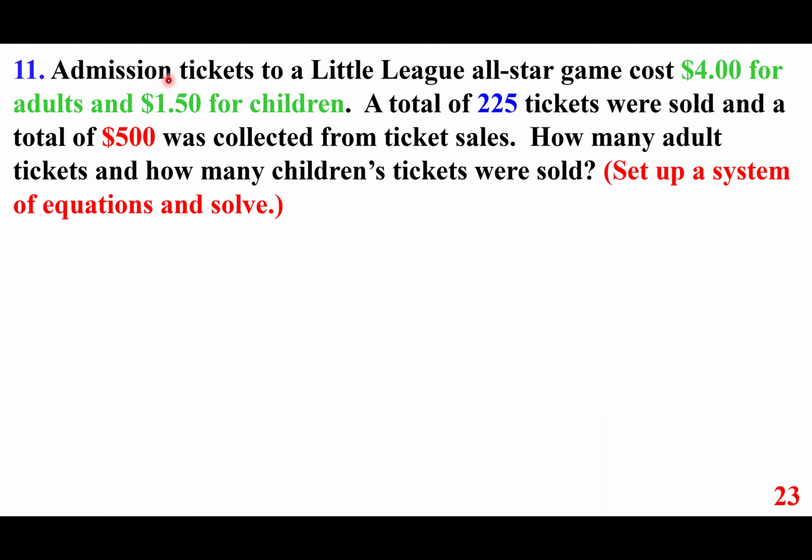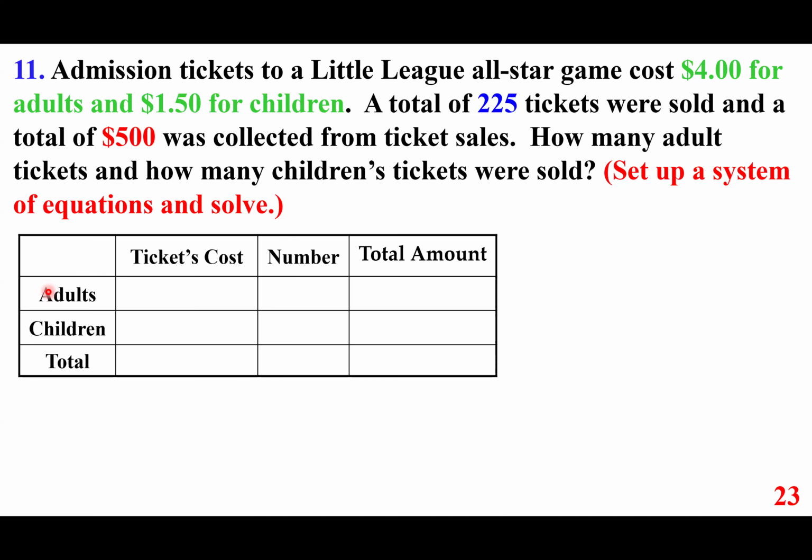Admission tickets to a Little League All-Star game cost $4 for adults and $1.50 for children. A total of 225 tickets were sold and a total of $500 was collected from ticket sales. How many adult tickets and how many children tickets were sold? Set up a system. And again, in essence, you have the same concept, a mixture problem. So the setup is very simple: adults, children, total, tickets price for each one, number, total amount, and so forth. So let's go one by one.